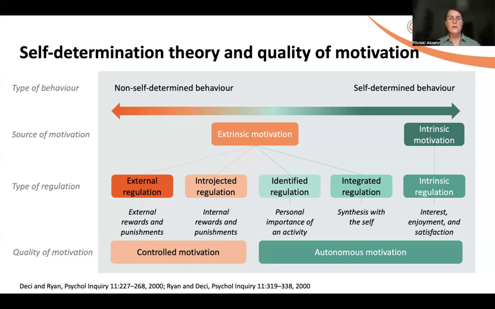intrinsic. And then there are different types of regulation related to the sources of motivation. And the quality of motivation, either controlled or autonomous. And the importance of these is that research suggests that autonomous motivation is much more linked with long-term behavior change and sustainability, and then controlled motivation that is related to external rewards and punishments, whether externally delivered or internalized.